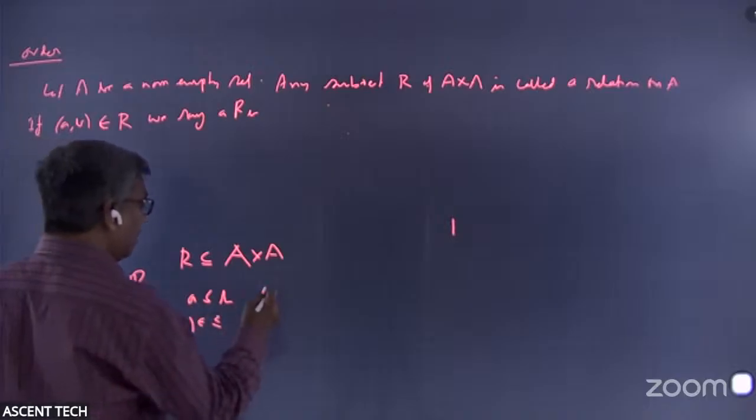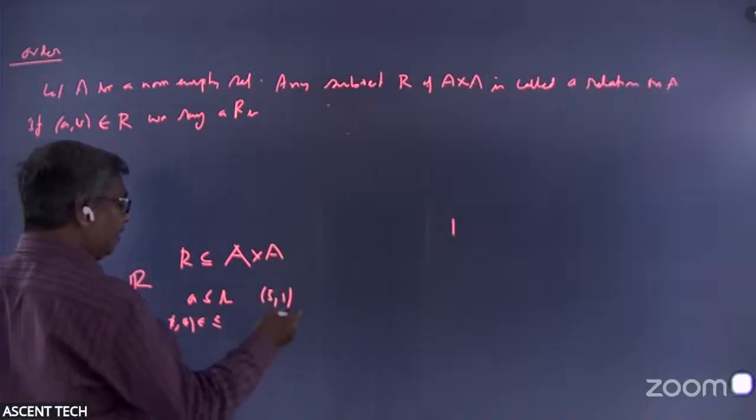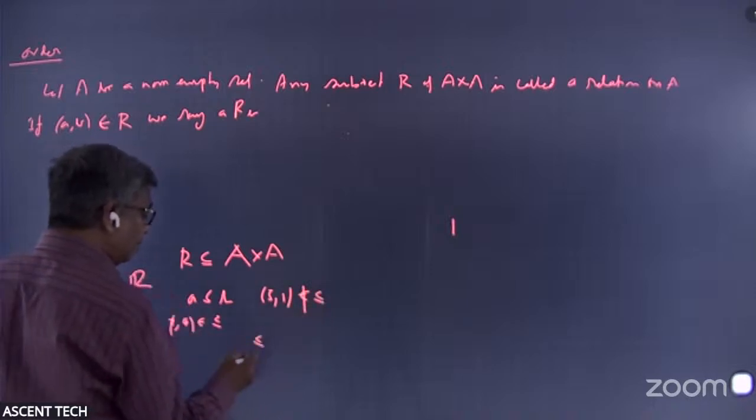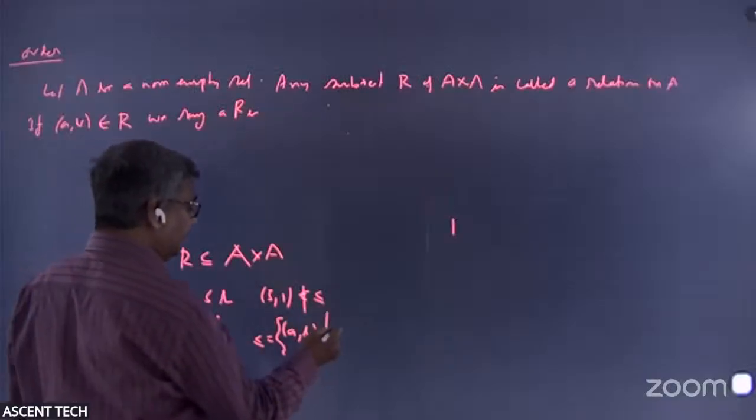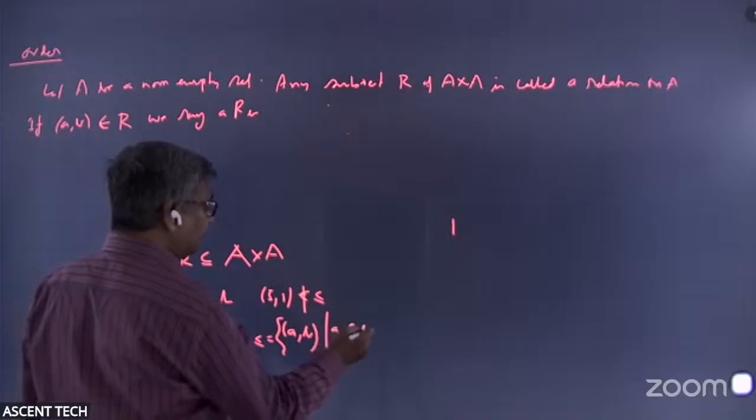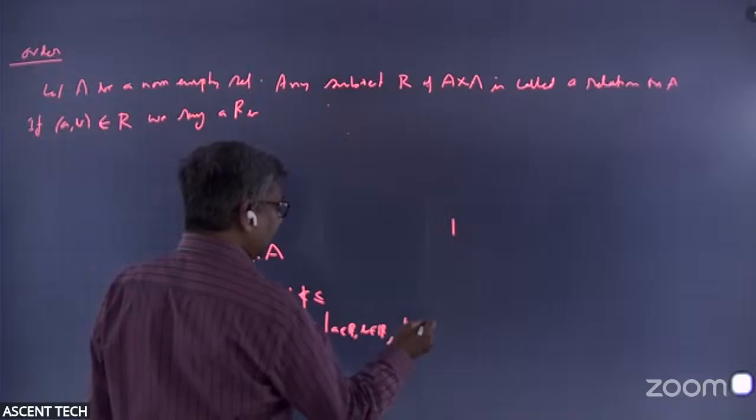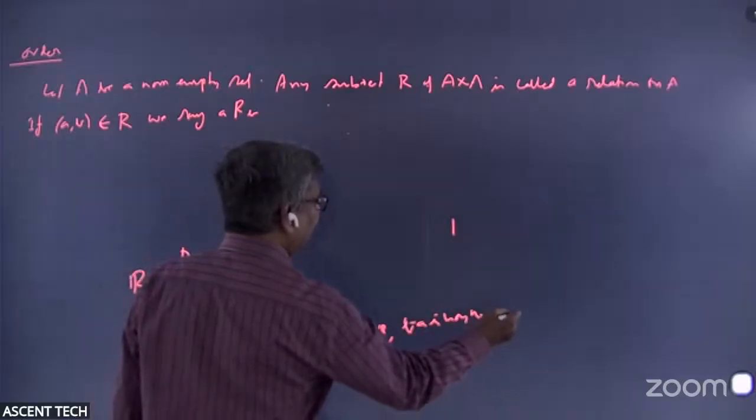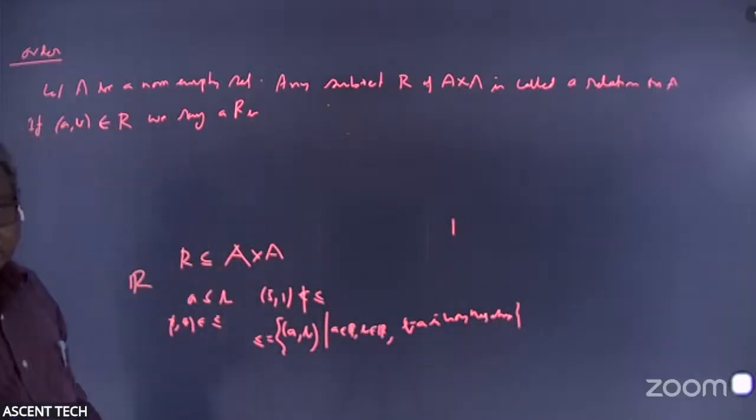Maybe (5, 1). 5 is not less than or equal to 1. So (5, 1) is not in the less than or equal to relation. So less than or equal to is actually the collection of all ordered pairs (A, B), where A is a real number and so is B, and B minus A is non-negative. We can visualize that. So a relation is a subset of A cross A.